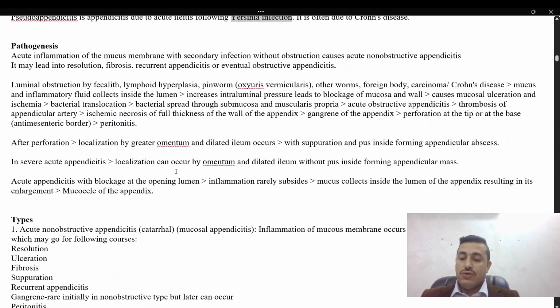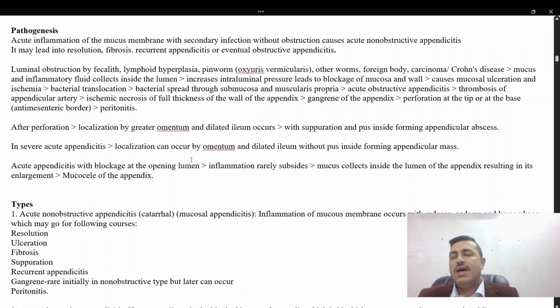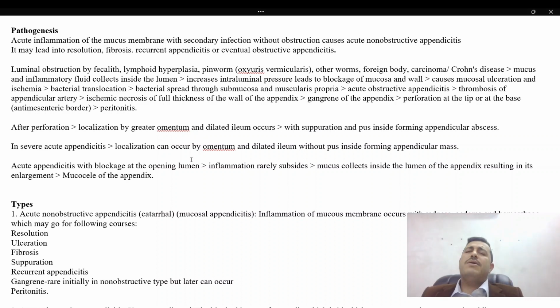The pathogenesis. About the pathogenesis, we have to understand that we have different types of appendicitis. We have the obstructing type of appendicitis, we have the non-obstructing type, we have mucocele, we have perforation of the appendicitis, and the pathogenesis is how we can finally reach this entity.